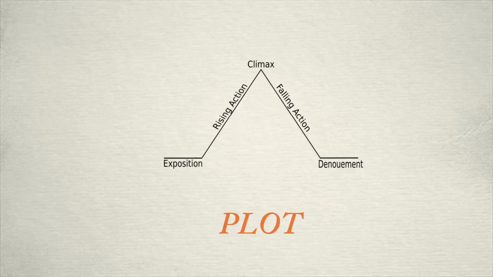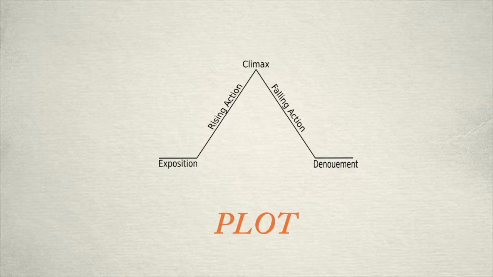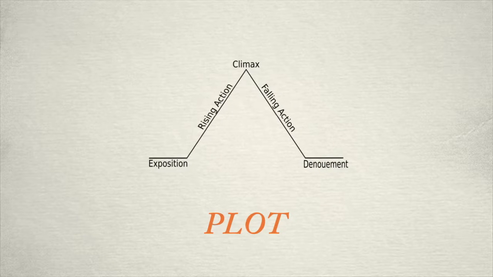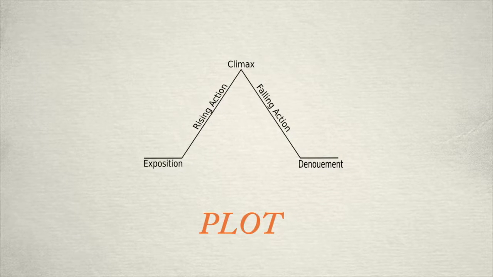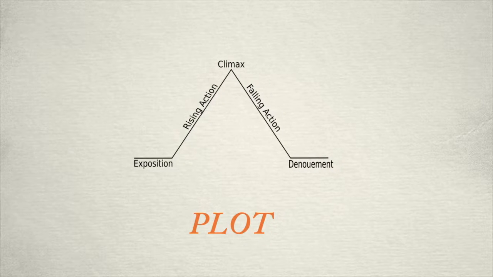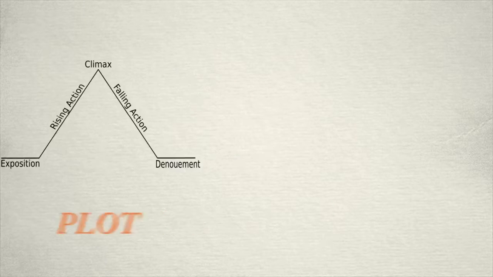The first basic component of the story that you need to be aware of is the story itself, or the plot. It's made up of 5 components: the exposition, rising action, climax, falling action, and the resolution, otherwise known as the denouement. Each section should be connected to the next in some way.